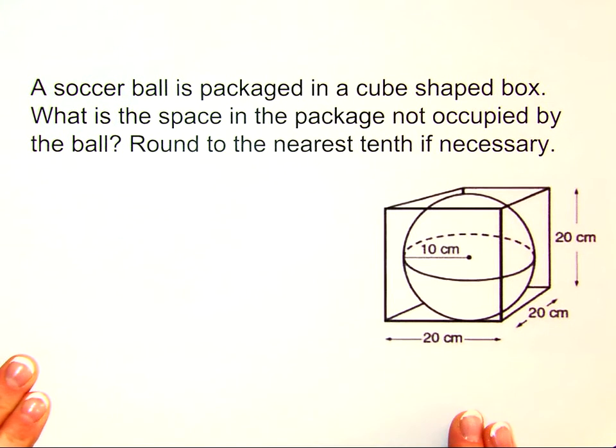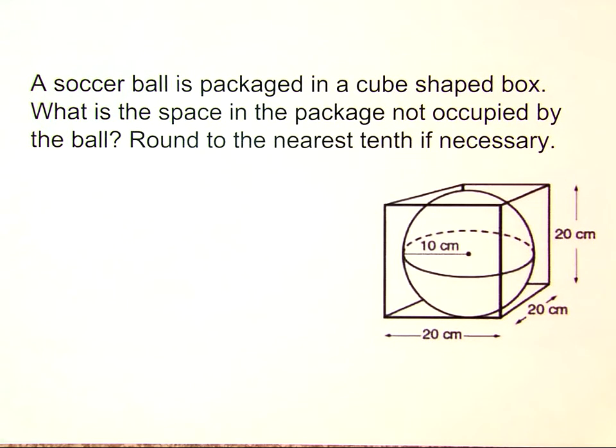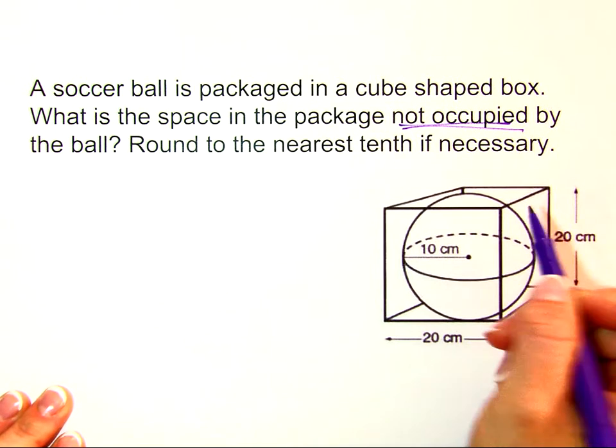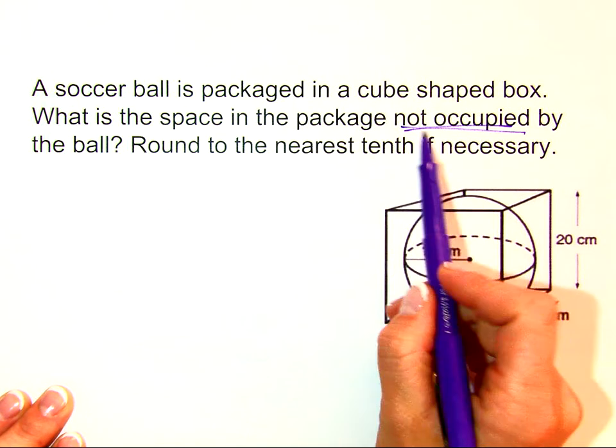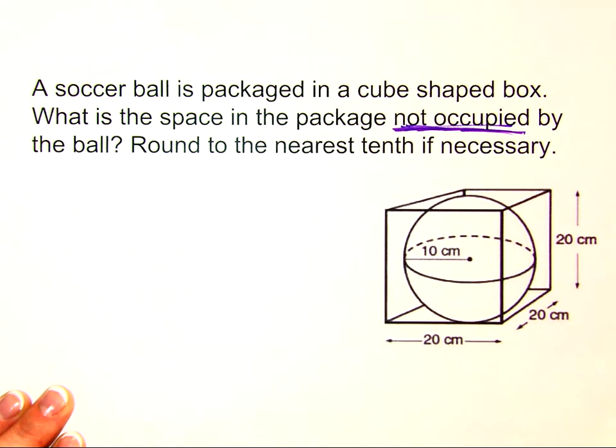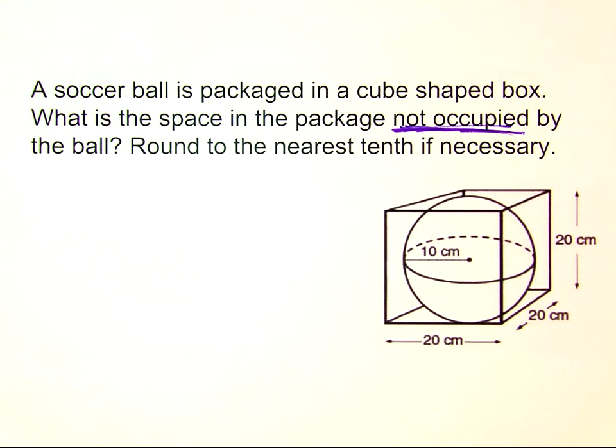All right, last one. A soccer ball is packaged in a cube box. So again, there's that box, that rectangular prism formula we just talked about on that last problem, you're going to have to use here again. I want to know, what is the space in the package not occupied by the ball? So I want all that free space in the box. Think about this while you are solving this problem. Go ahead and give it a try.